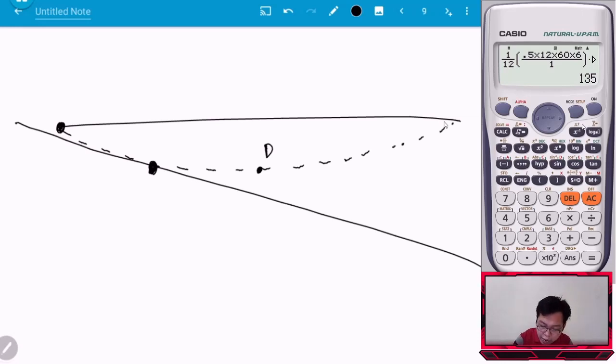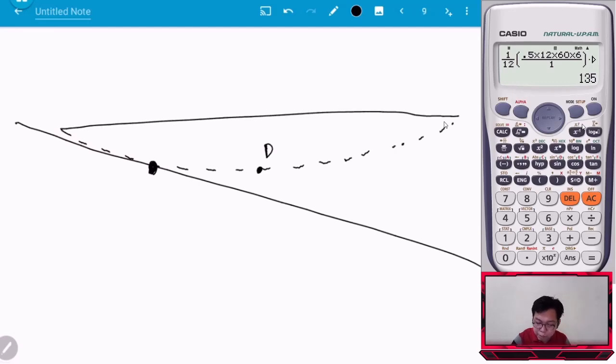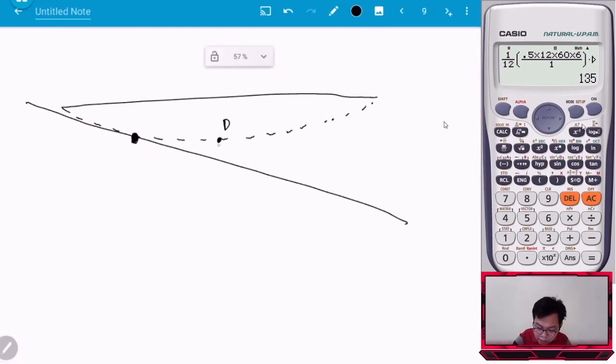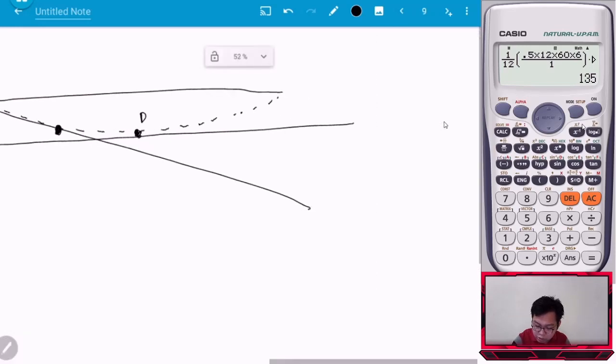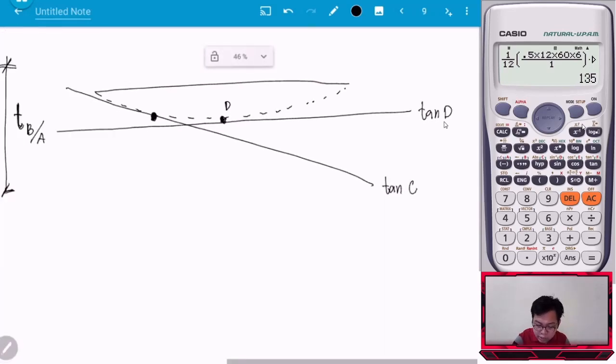So therefore, instead of considering the point A, let's try to consider now point D. Kasi sa point D, 0 ang slope. So pwede ko na agad gawin to. Since 0 ang slope dyan, this is actually the tangent at C, and this is the tangent at D. So, ito yung point natin. This is point A. Point D. Point C. And point B.